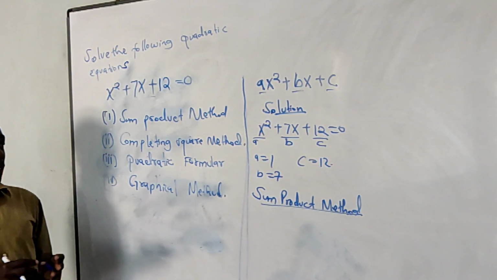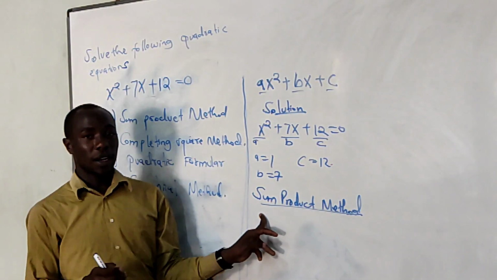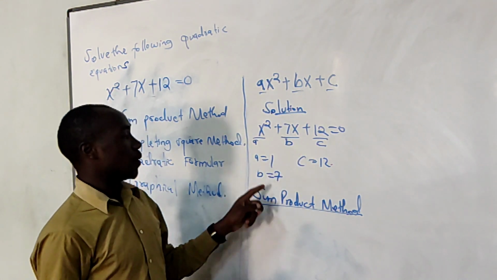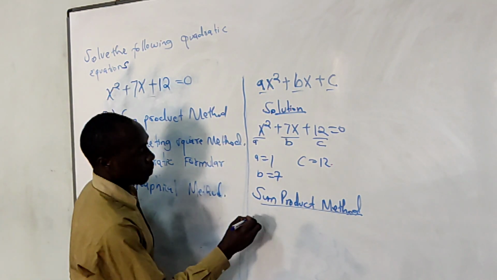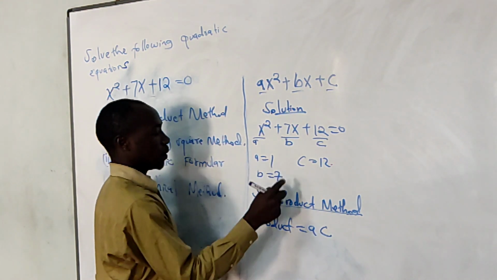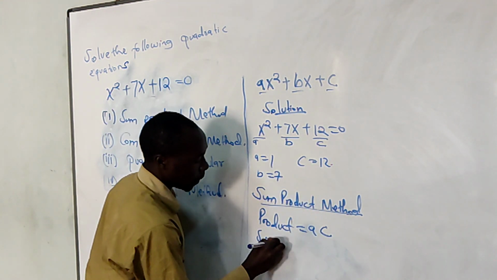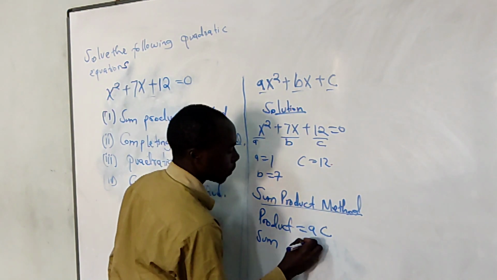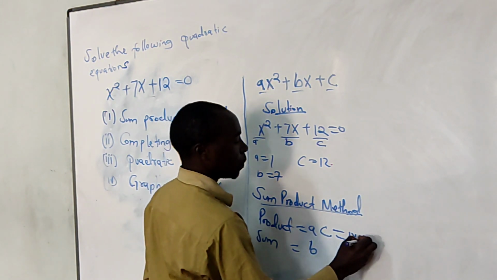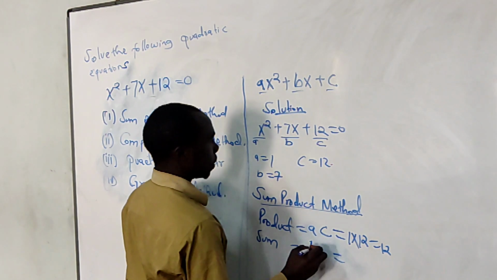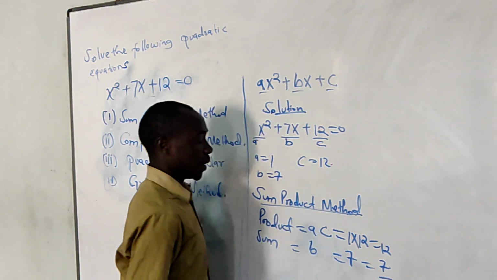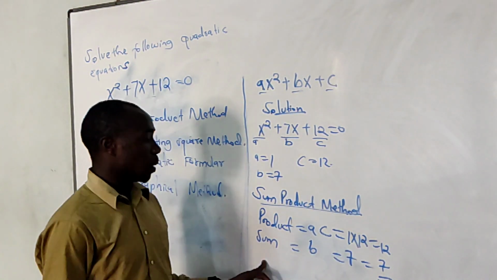Sum product method, how does it work? You look at two numbers that if you multiply will give you 12, and if you add will give you 7. Why am I saying that? Product equals AC, and the value of A is 1, the value of C is 12, and sum is the value of B. So here AC will be A is 1 times C is 12, this will give you 12, and B is 7. So we say that for the two numbers, product is 12, sum is 7.